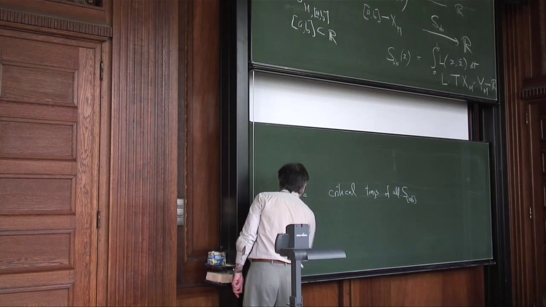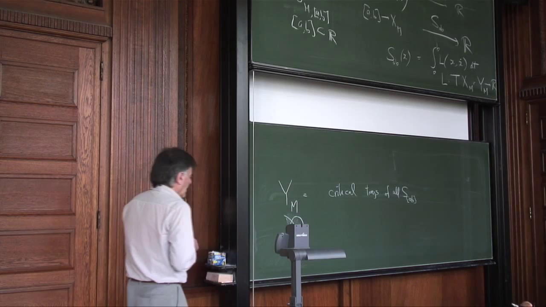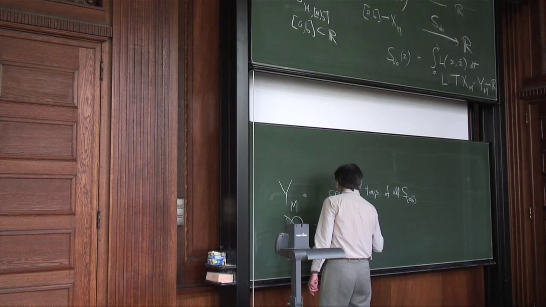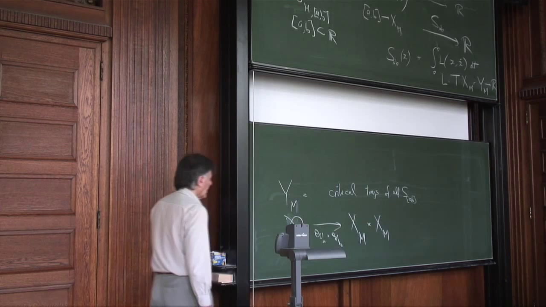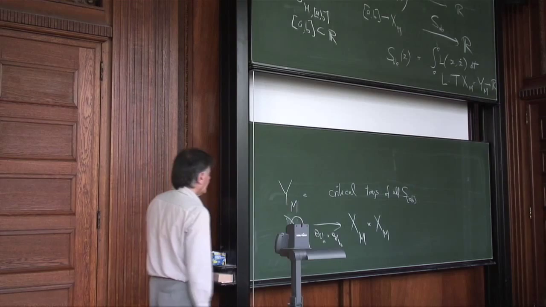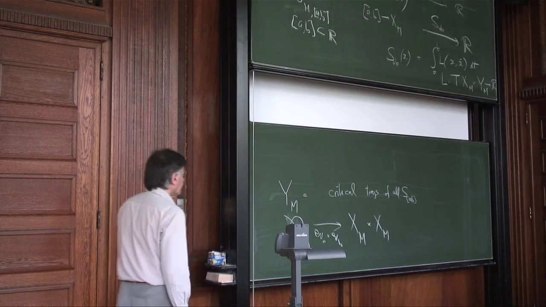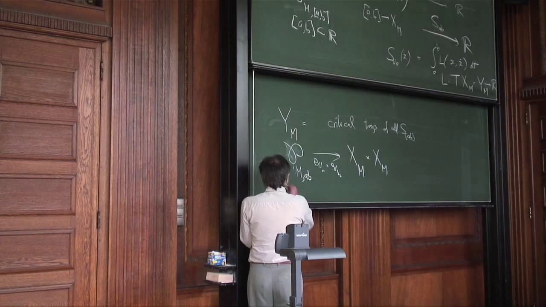Let's observe that this space of all paths, on this we have two projections: the evaluation at time A and the evaluation at time B. Now we have this function. So let's look at its gradient, the differential of S_AB.